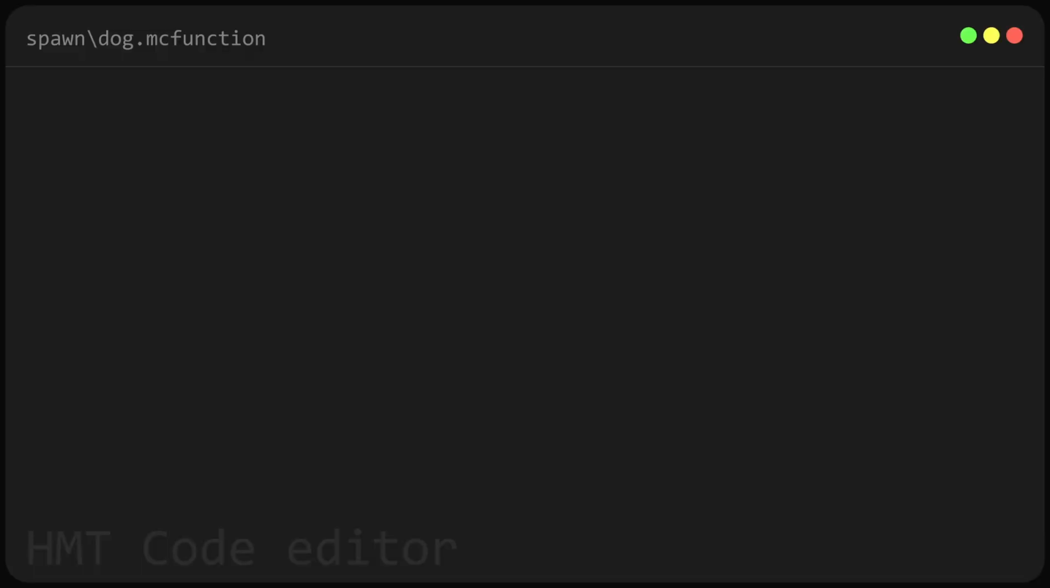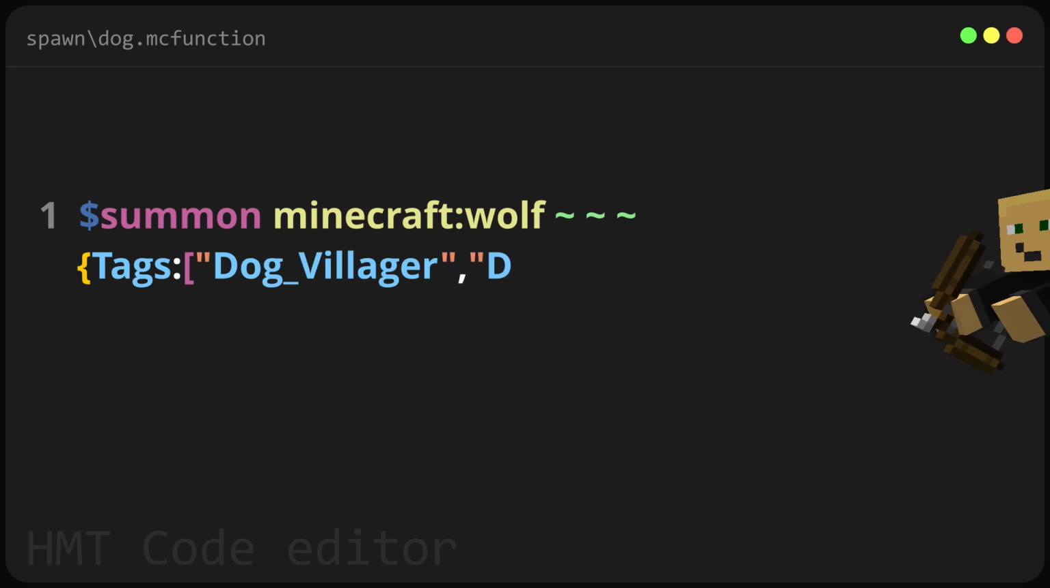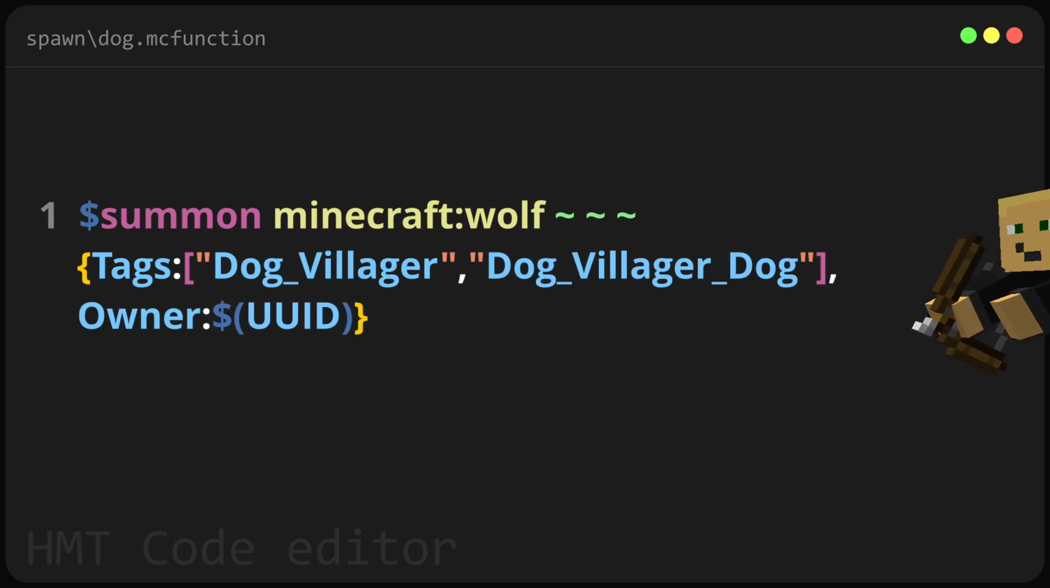Well, first you'll need to add a $ sign to indicate that this is a macro. What? Oh, okay, fine. So you'll summon a wolf and make sure to write wolf and not dog as I have at the villager's position with the tags dog villager and dog villager dog. And finally the owner tag is set to the UUID of the villager using macro.